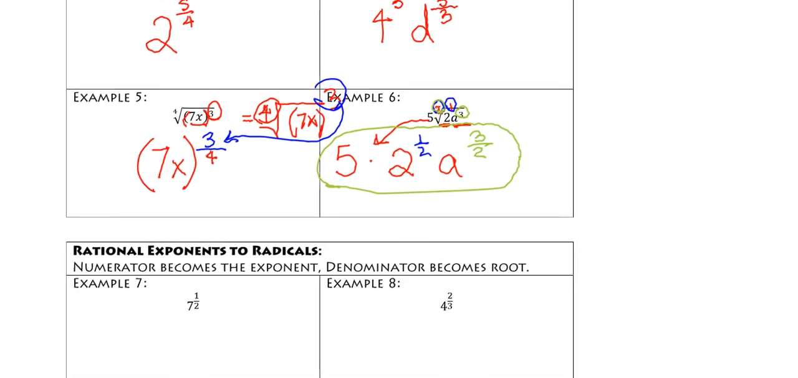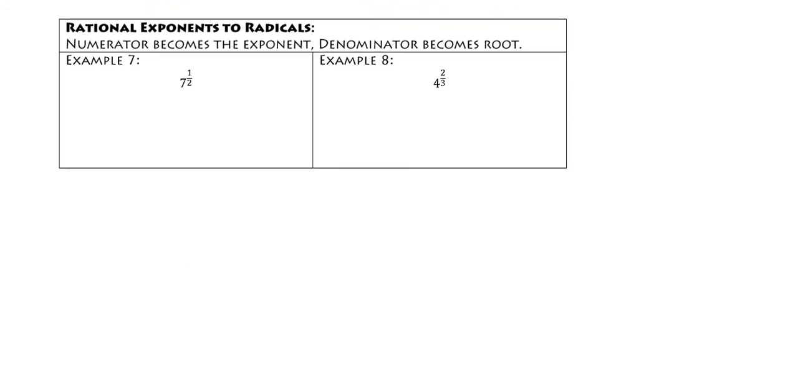All right, rational exponents to radicals. So the numerator becomes the exponent, and the denominator becomes the root. So we're just going the opposite way. So 7 to the 1/2 power.